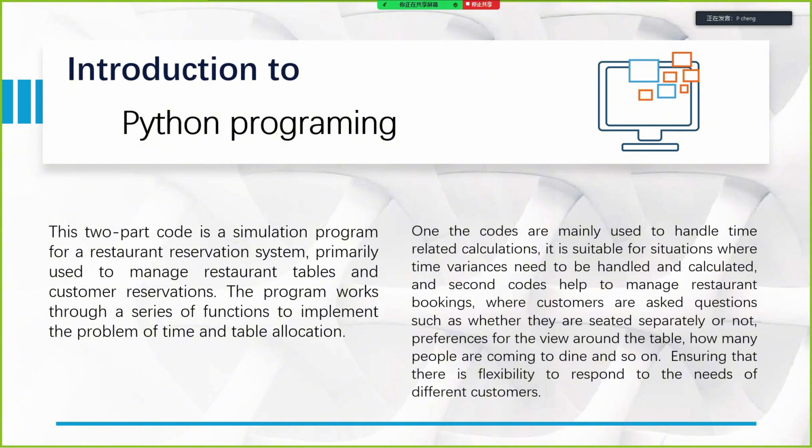And the second code helps to manage restaurant bookings, where customers are asked questions such as whether they are seated separately or not, preferences for the view around the table, how many people are coming to dine, and so on, ensuring that there is flexibility to respond to the needs of different customers.